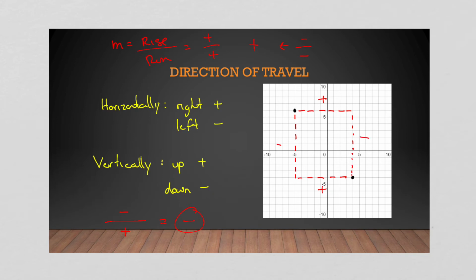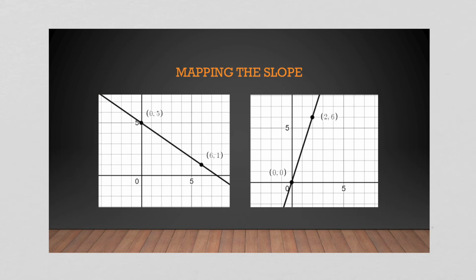So I'm still going to have a negative slope. The direction just changes the sign of your run or your rise, but the overall effect will be the same. So let's map these slopes, okay? I want to know what the slope is of these lines.